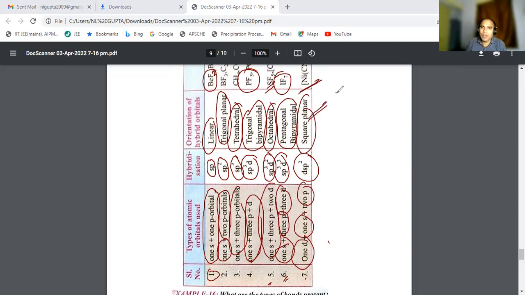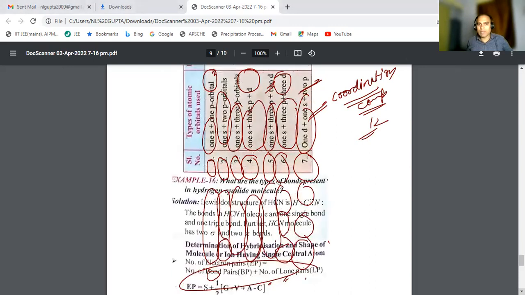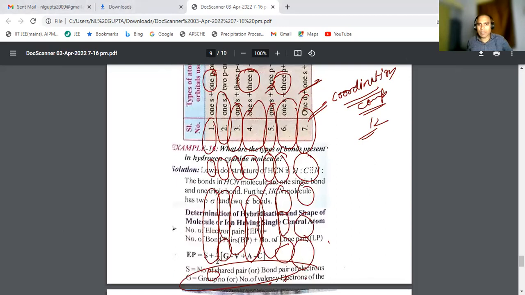This will come in coordination compounds in 12th standard, so here you need not understand this one. Coordination compounds you will study again in 12th standard. So these many hybridization types we study. I hope it may be a little bit helpful to you. If you are facing any problem, please inform me so that I will try to explain again.